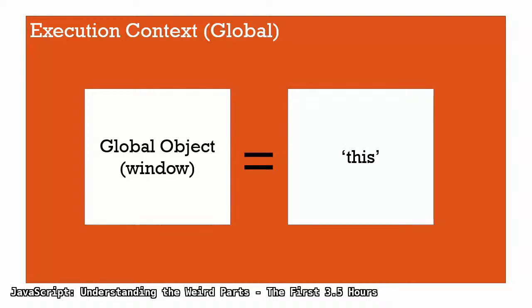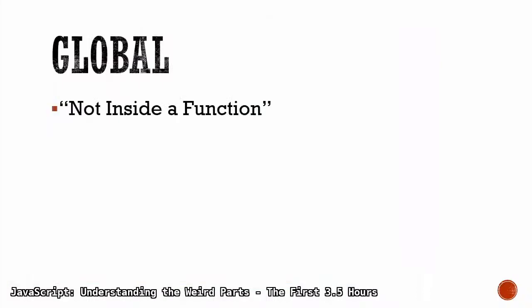Now, just to be really clear, when we say global in JavaScript, that means not inside a function. Don't think too much deeper than that. That means code or variables that aren't inside a function are global. All right, so we already saw that we have window and this, a global object and this, available to us without a single line of code. Now, what happens when we actually put some code in?